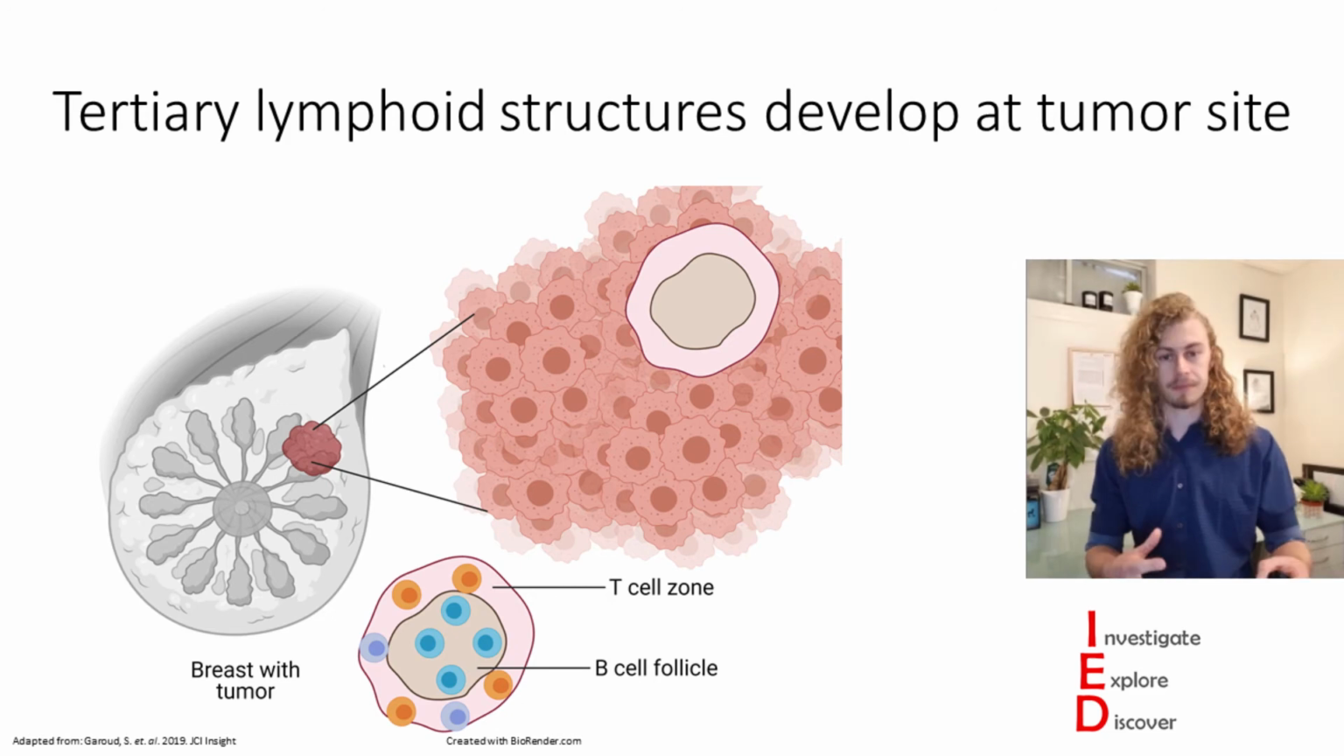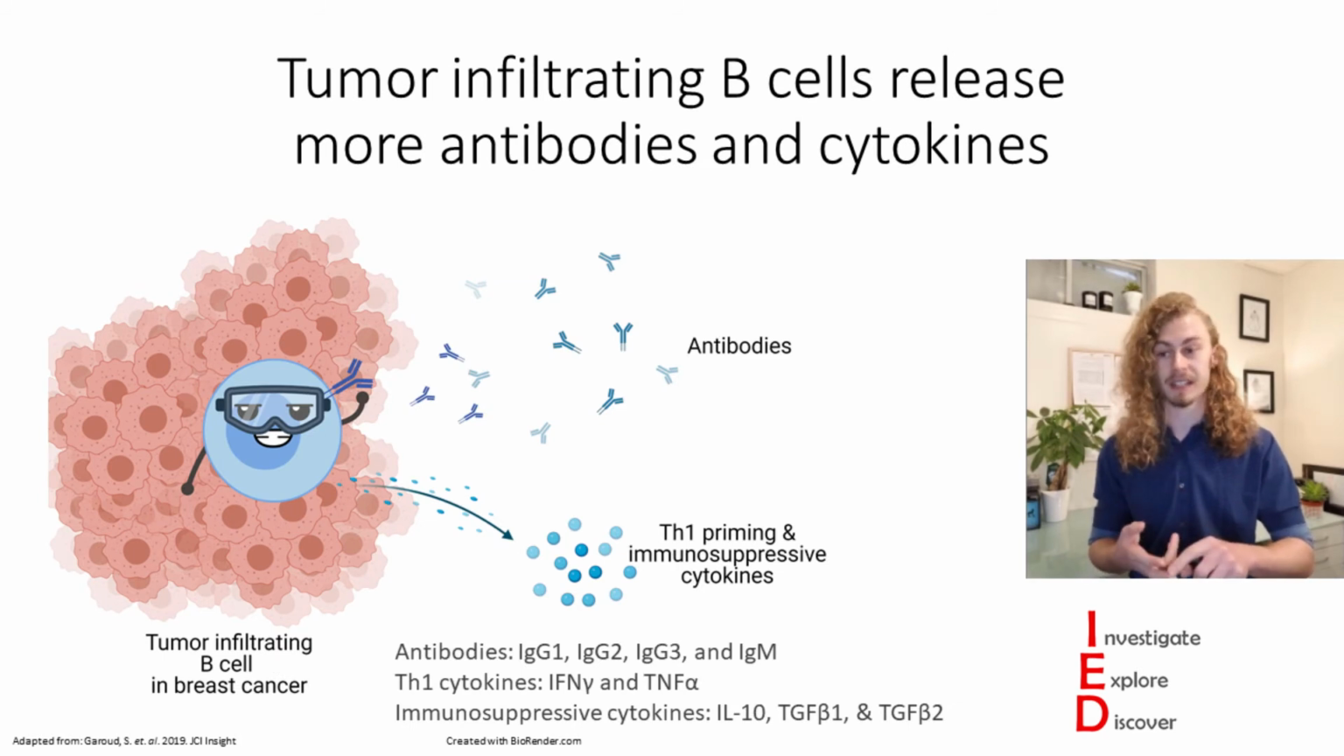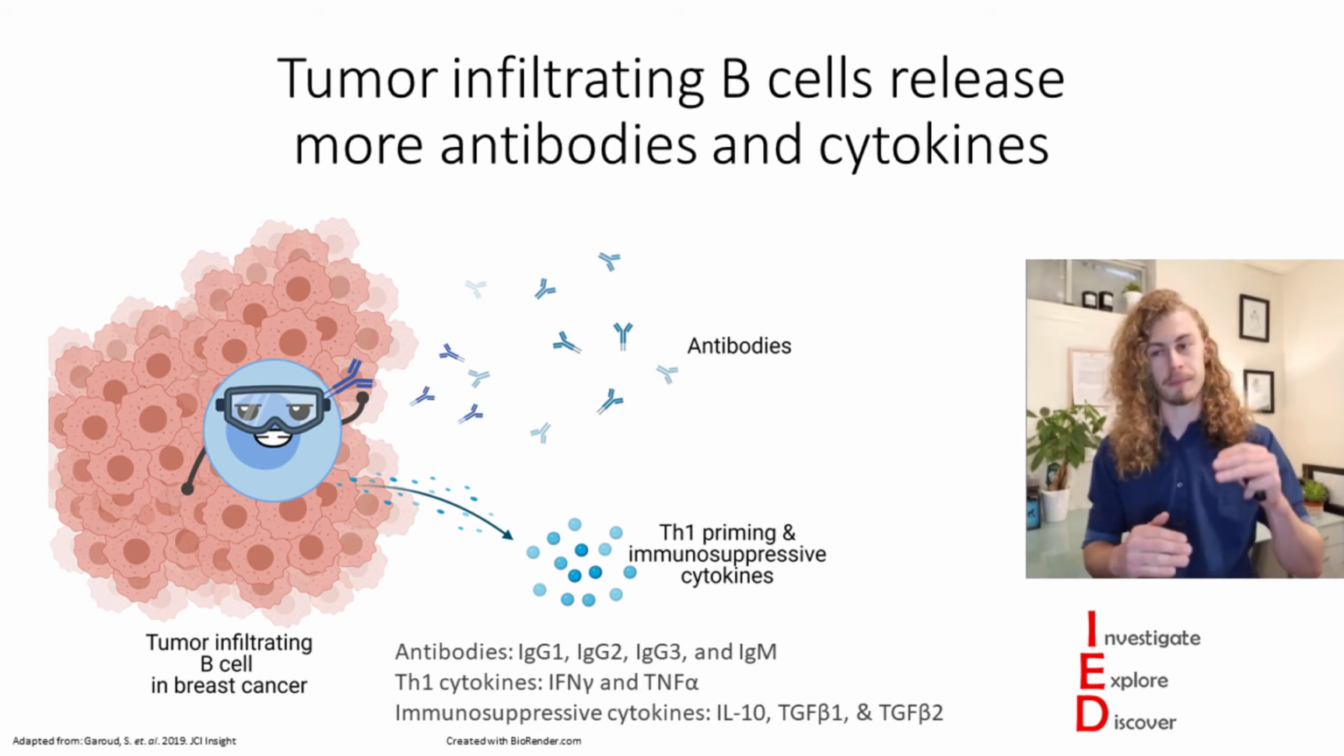To investigate B cells even further, the authors of this paper looked at the antibodies and cytokines that these cells secrete and found that tumor-infiltrating B cells release more antibodies and cytokines compared to B cells found in the periphery. And the cytokines that these cells produce prime T cells to a Th1 response and are producing a little bit more immunosuppressive cytokines than those in the periphery.